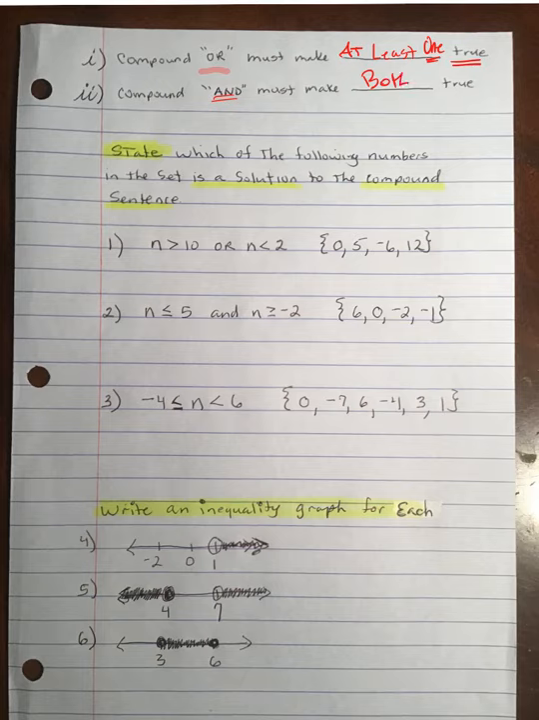In the first three problems, state which of the following numbers in the set is a solution to the compound sentence. Let's see if 0 is a solution to the compound OR. It has to make at least one of them true. Is 0 greater than 10? False. Is 0 less than 2? True. It didn't make the first one true, but it made the second one true, so 0 is a solution.